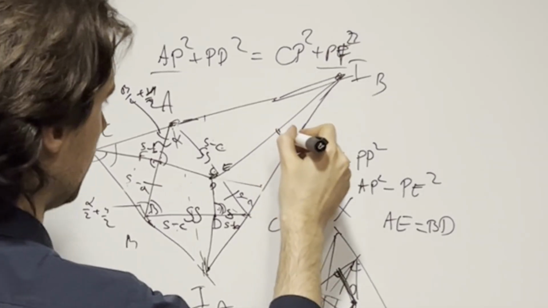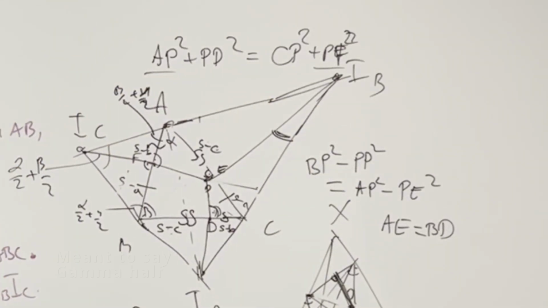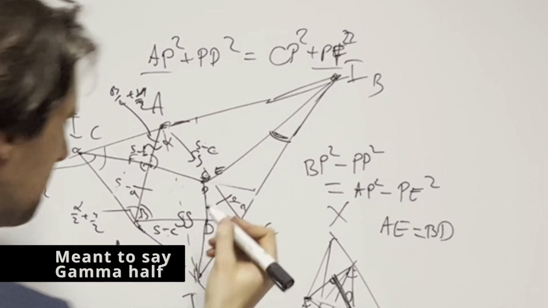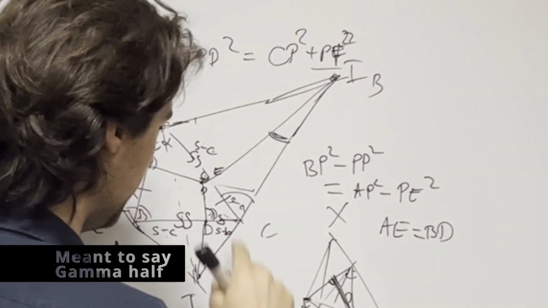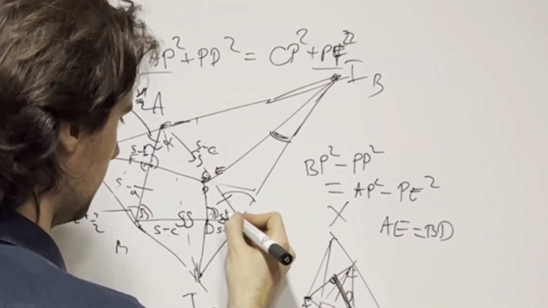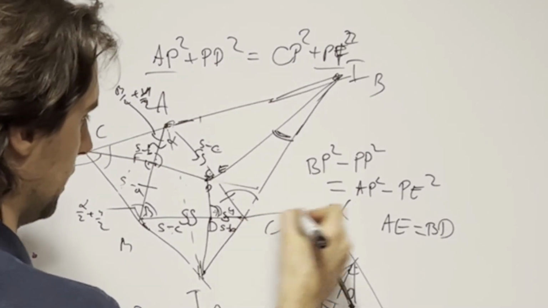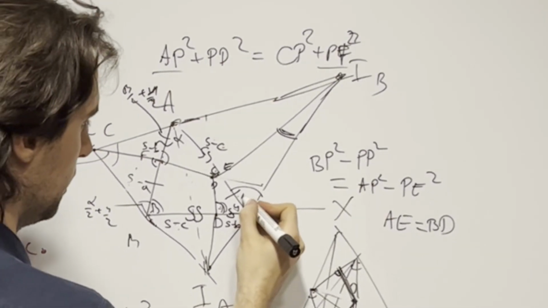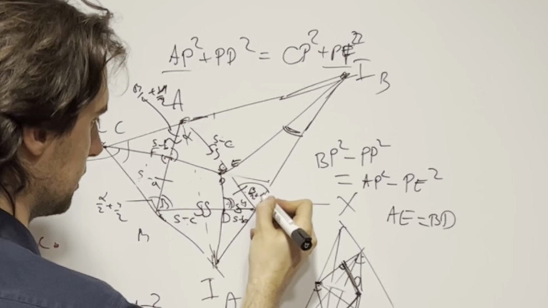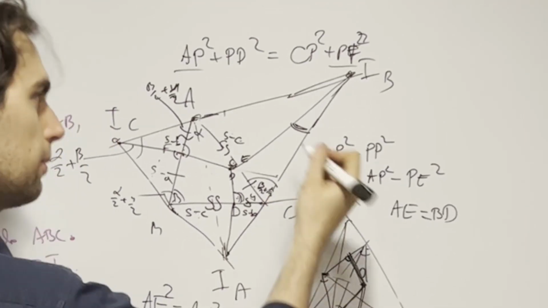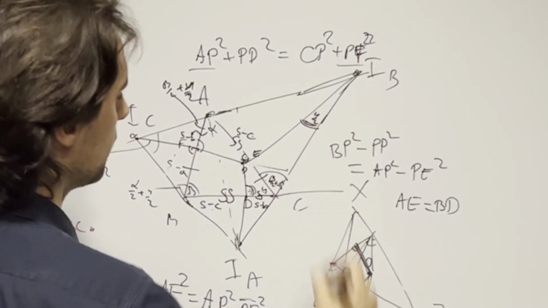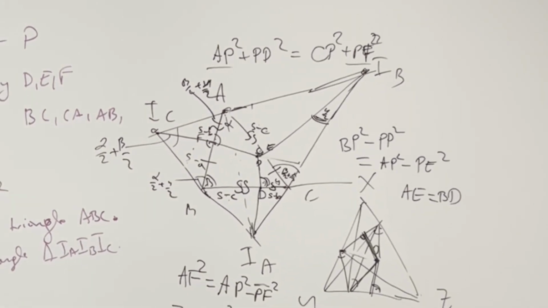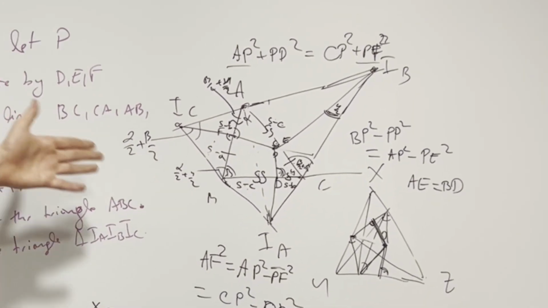So we need to show that this angle right here is gamma. However, if this angle right here is gamma, and because this is an external angle bisector, this is equal to beta half plus alpha half. Well, we could have actually solved this the opposite way. This is gamma half.